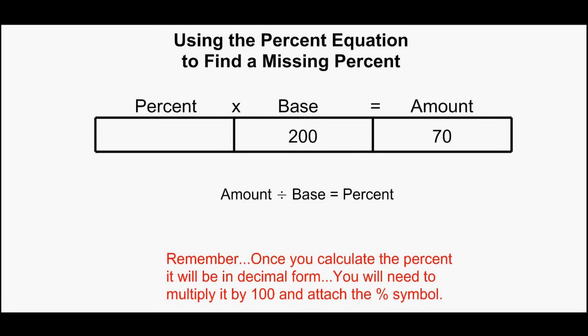Let's try another example using the percent equation to find a missing percent. Our missing percent times 200 equals the amount 70. Again, we'll use division. Take the amount 70, divide it by the base 200, will equal the percent in decimal form, 0.35. To change to a percent, we will multiply by 100 and attach the percent symbol. Our answer is 35%.